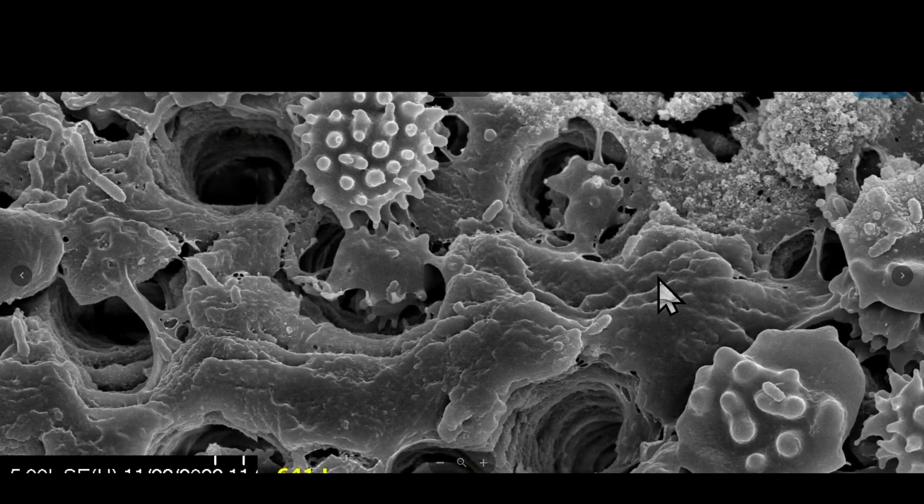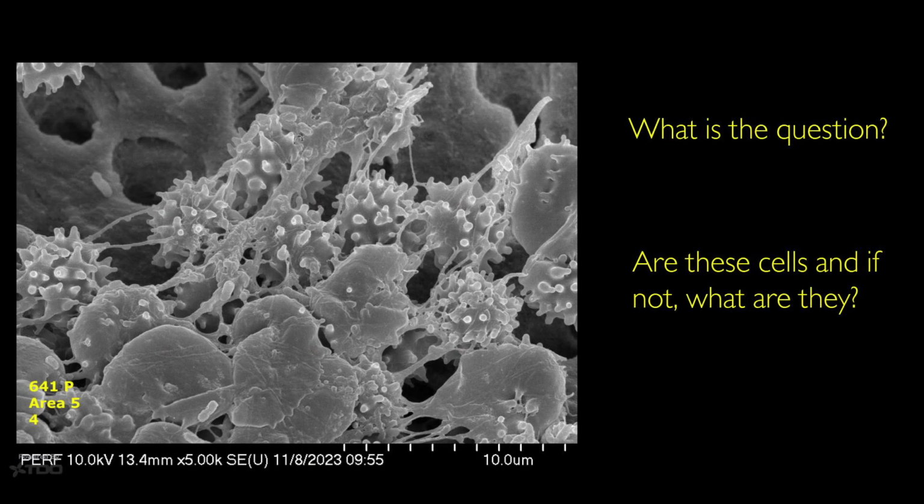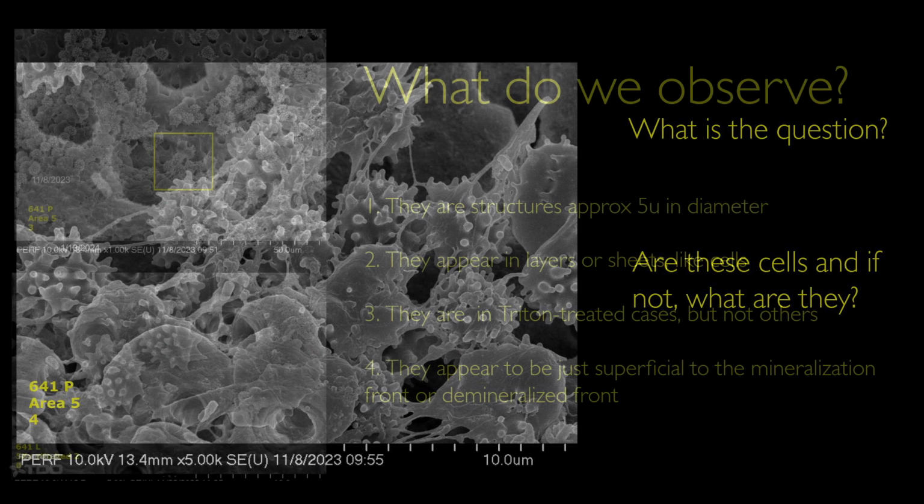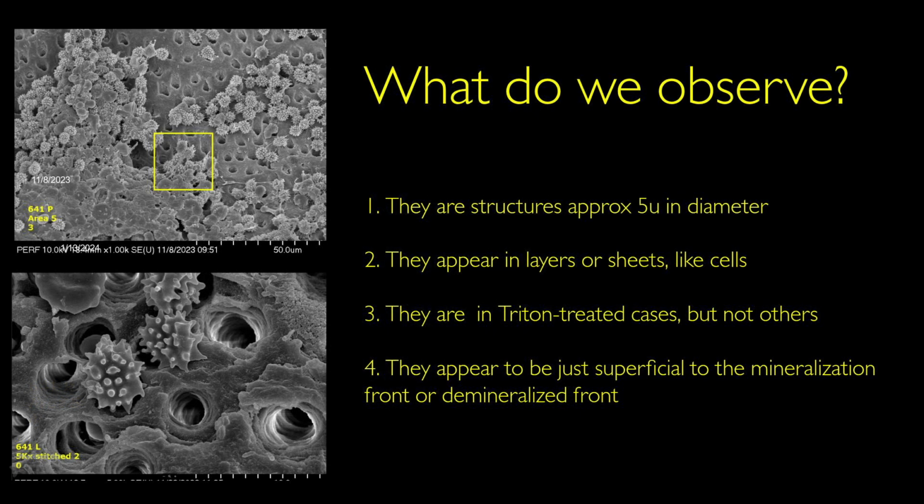And some of these were single needle irrigation. But these structures are very unusual. So the question is, what are these cells? And if they're not cells, what are they? Since this has to be an inductive process, what do we actually observe when we look at these cases?